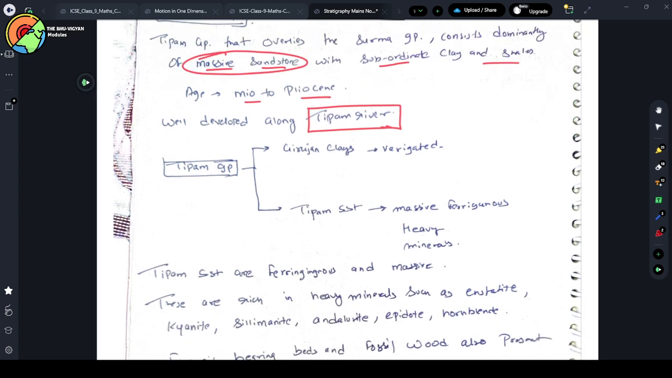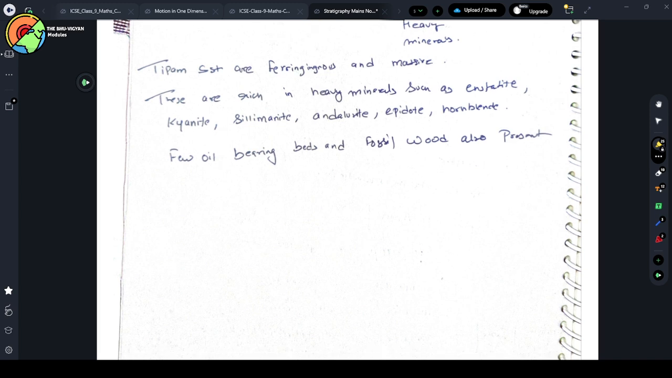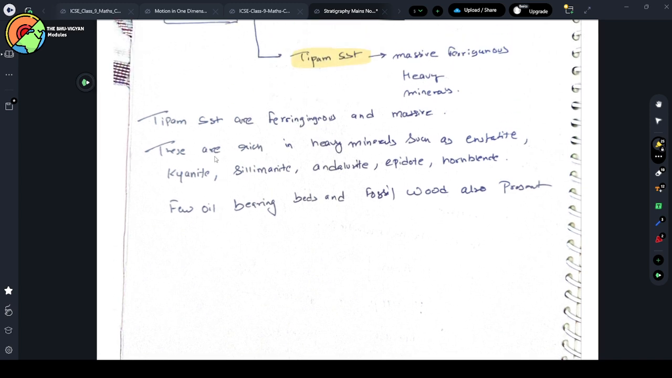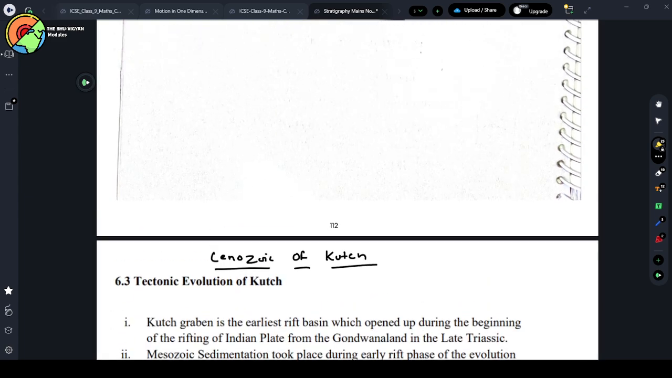Now Tipam group is divided into Tipam sandstone and Girujan clay. Tipam sandstone is massive and ferruginous and it contains heavy minerals, and Girujan clay is variegated. Okay, Tipam sandstones are ferruginous and massive. They are rich in heavy minerals such as enstatite, kyanite, sillimanite, andalusite, epidote, and hornblende. A few oil-bearing beds and fossil woods are also present in this area.